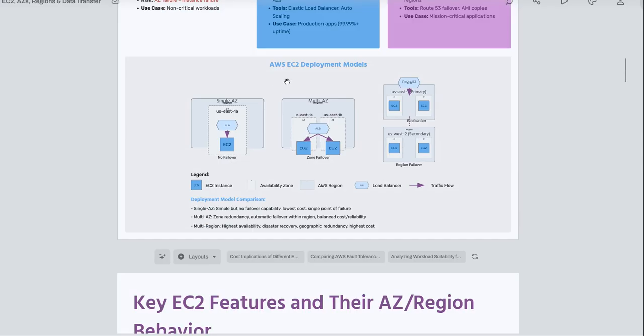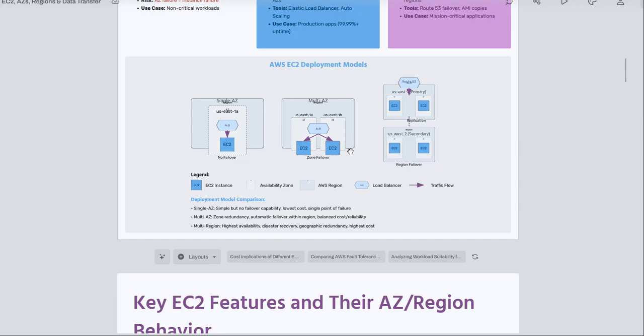Here you can see it in a bit of a diagram. Some of them are overlapping, but consider the deployment models. First, a single availability zone: simple, but no failover capability, lowest cost, single point of failure, just like in our on-premises. If something fails, it fails, right?